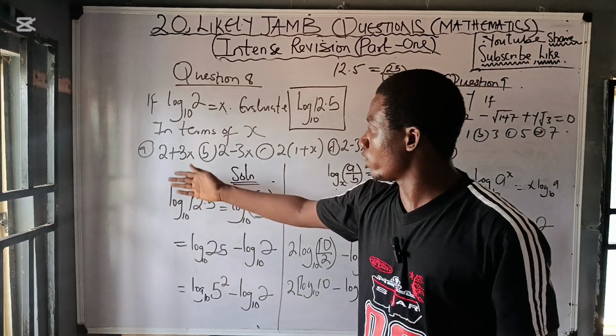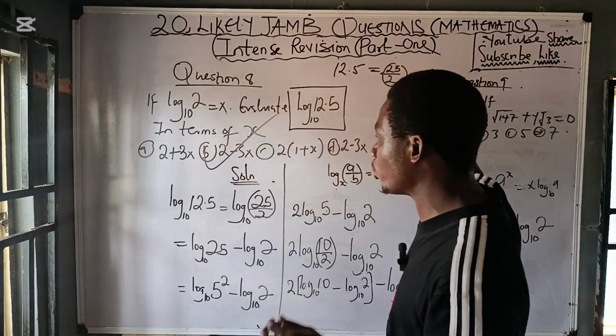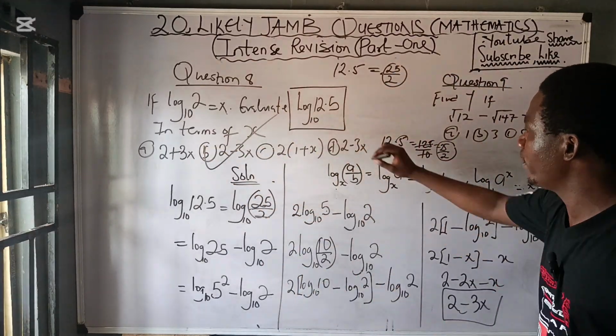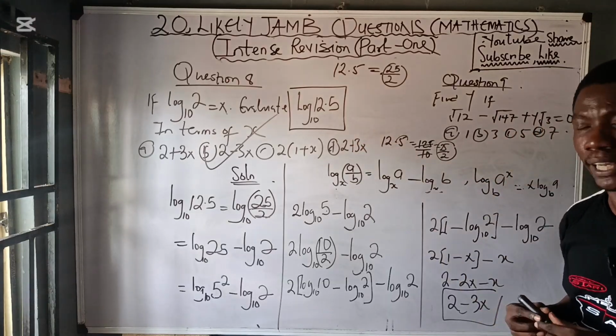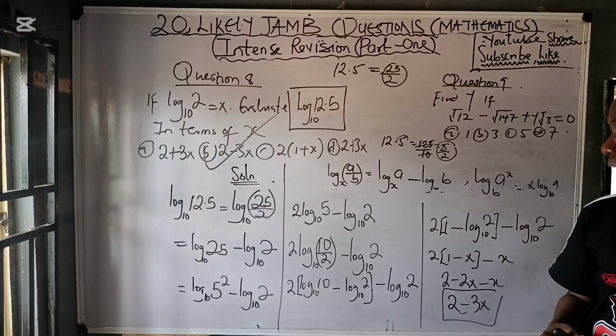So the question is not A, it's not B. Yeah, the question is B. 2 minus 3x. So the answer is B, 2 minus 3x. Okay.